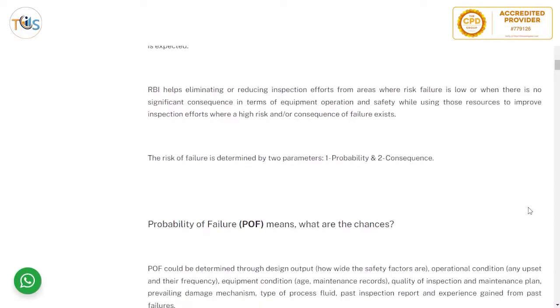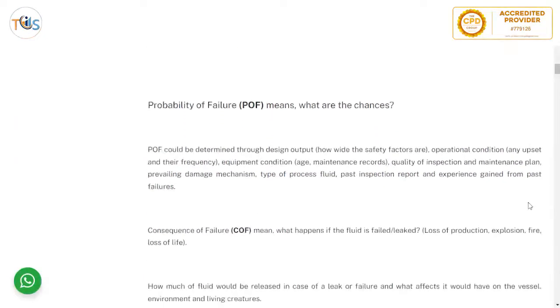The primary purpose of RBI is the inspection plan, and a byproduct of RBI can be more efficient use of inspection, and it could be a saving in inspection cost, although that's not the purpose of RBI. The risk of failure is determined by two parameters: probability, which is the likelihood, and consequences. Probability of failure means what are the chances.